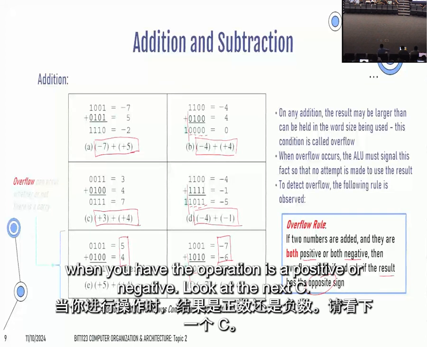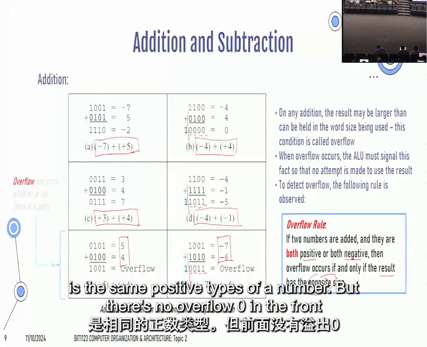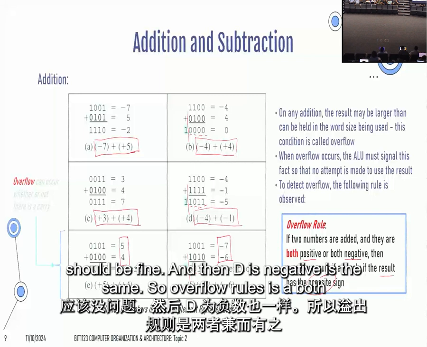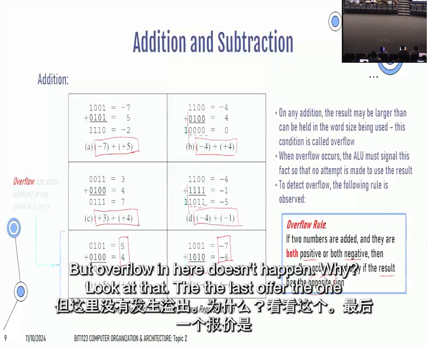Look at the next, C, also not overflow. This one has no overflow because we see it is the same positive type of number, but there's no overflow, 0 in the front, should be fine. And then D is negative, the same. So the overflow rule is both negative. The first number is -4, the second number -1, should be fine. But overflow in here doesn't happen.